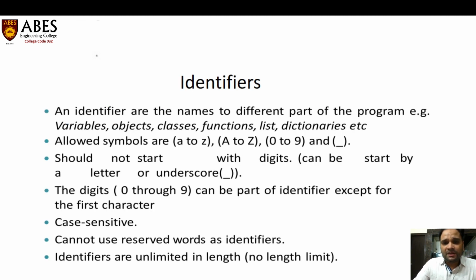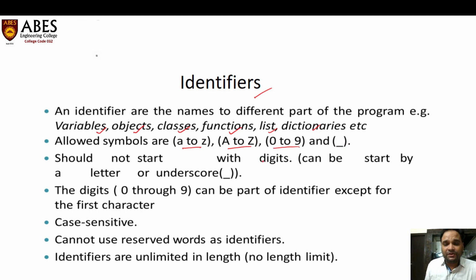So what are identifiers? Identifiers are the names given to different parts of the program, such as the names we give to variables. In programming we provide custom names to variables, objects, classes, functions, lists, dictionaries, and so on. These names are called identifiers. We can use symbols like small a to z, capital A to Z, digits 0 to 9, and underscore. We can use a combination of these symbols as an identifier.